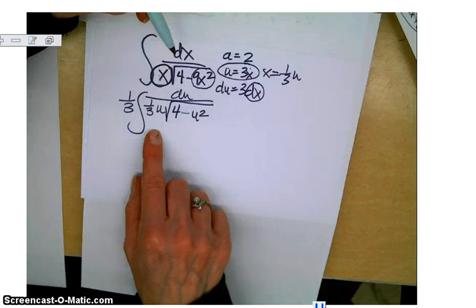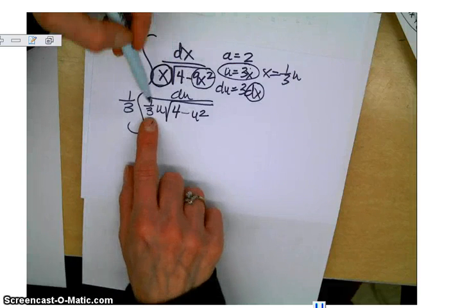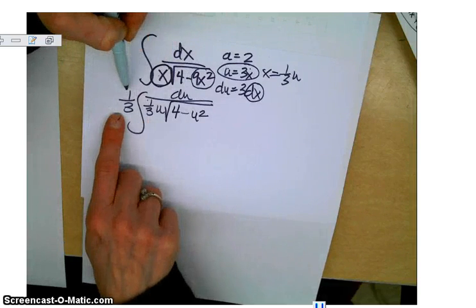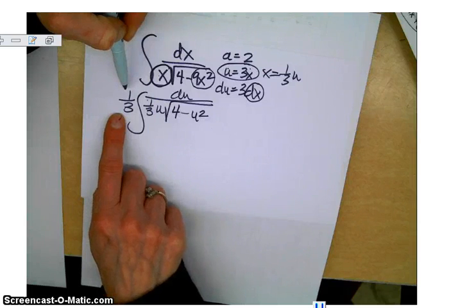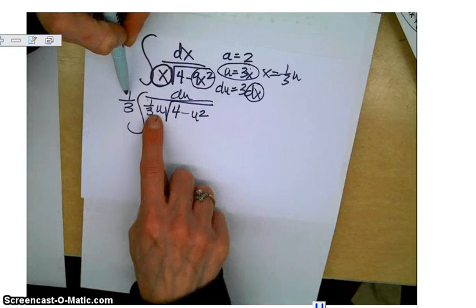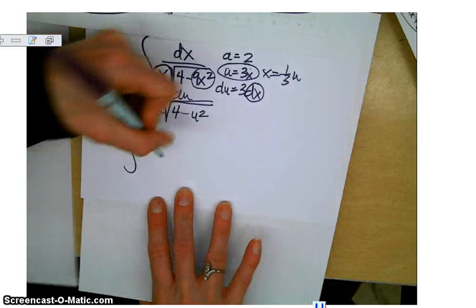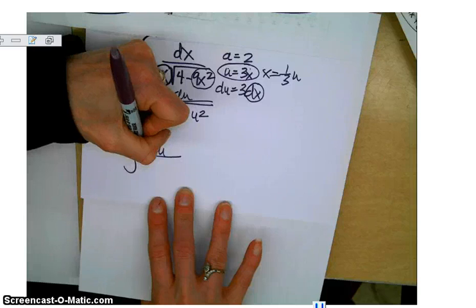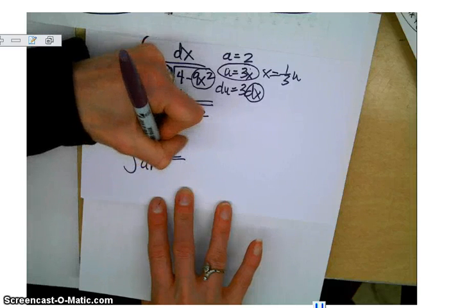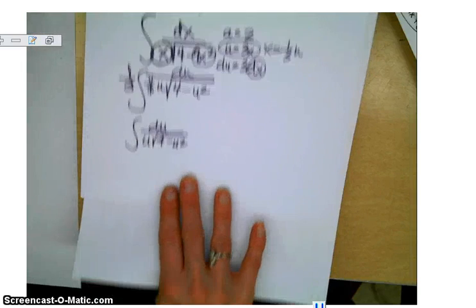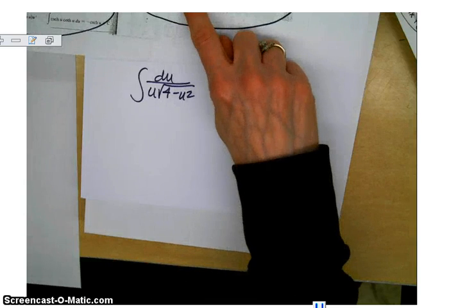Now, pay attention. I've got a 1/3 on the bottom and a 1/3 out in front, which is on top. What happens to those 1/3s? They cancel. So now I have the integral of du over u times the square root of 4 minus u squared. Does this now match exactly that integral?